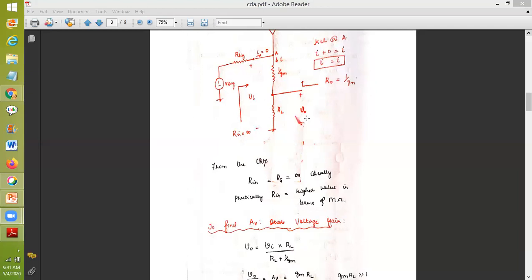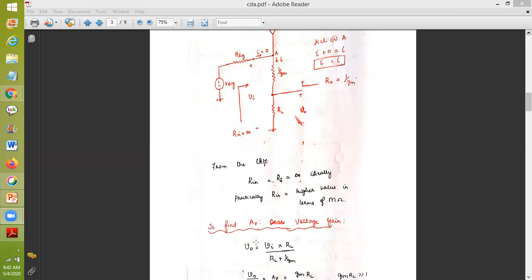Now I have to find V0. So V0 is nothing but the drop across RL. So how to find this V0? See, for this V0, Vi is the input voltage. So V0 is equal to the main voltage Vi into the resistance of the same branch RL divided by the sum of the two resistances, RL plus 1 by gm. So that is how we have written here.